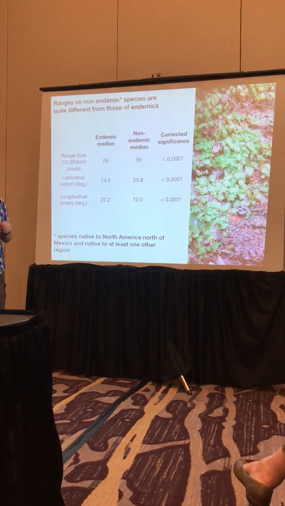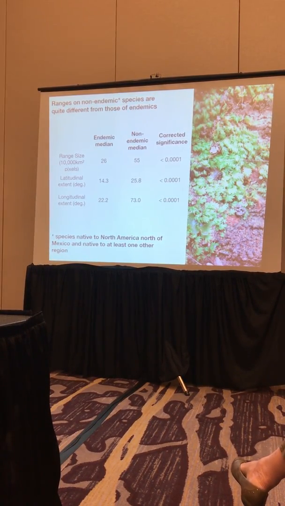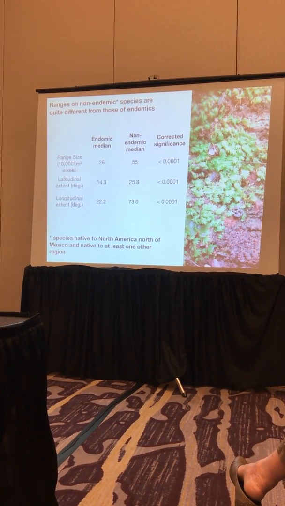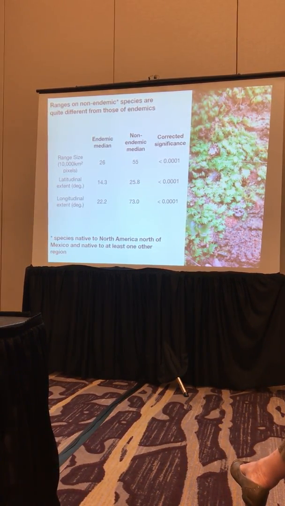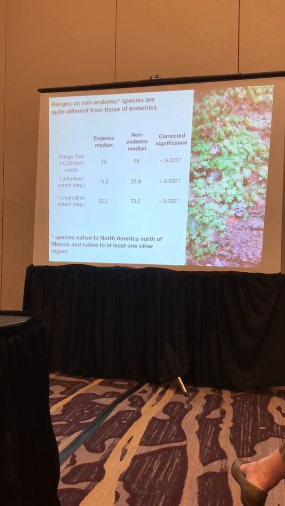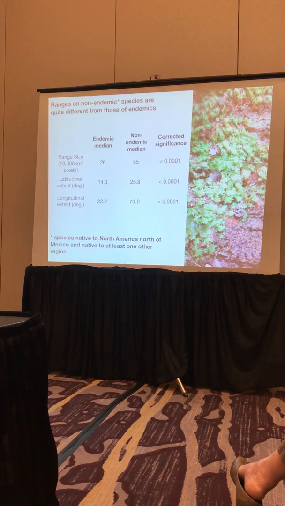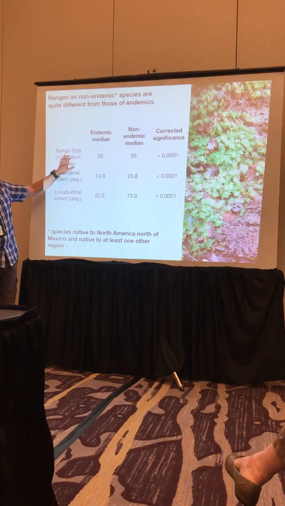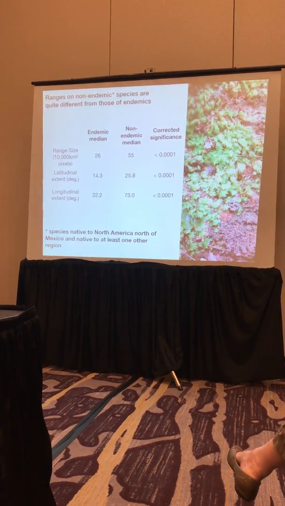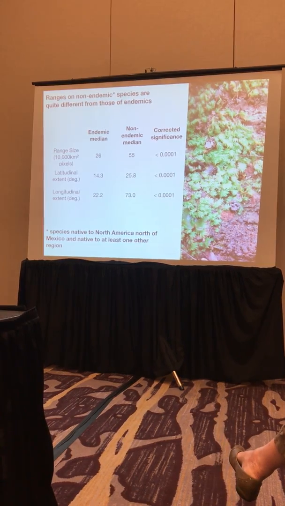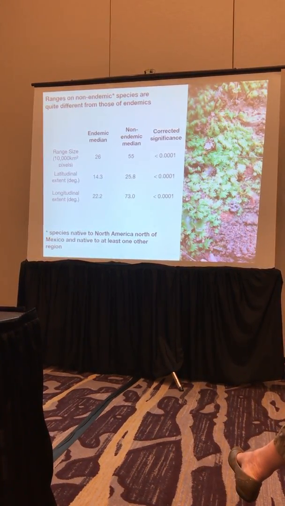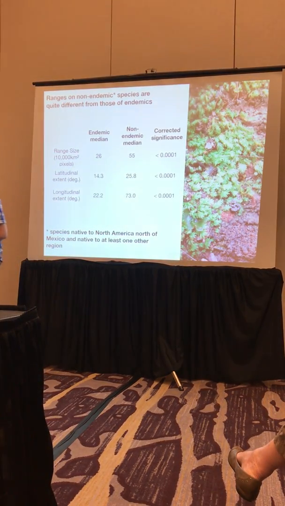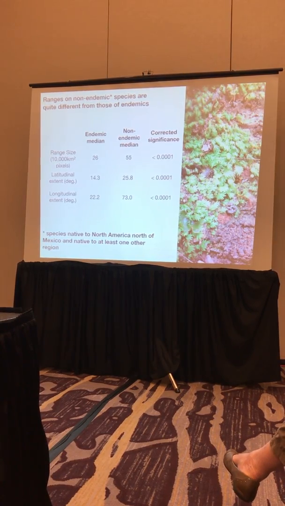The first thing that really jumps out at you is if you compare endemic species, the 20% that occur only in North America, to the 80% that are native to North America but also native to another continent. It could be Asia, or Asia and Europe, or Australia, or wherever. If you map all the specimens and aggregate them into 100 kilometer by 100 kilometer grid cells, so pretty coarse, and look at the range size, they're massively different, endemics versus non-endemics. Twice the size in non-endemics.